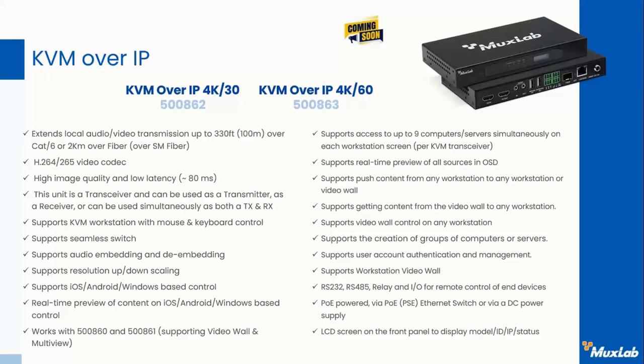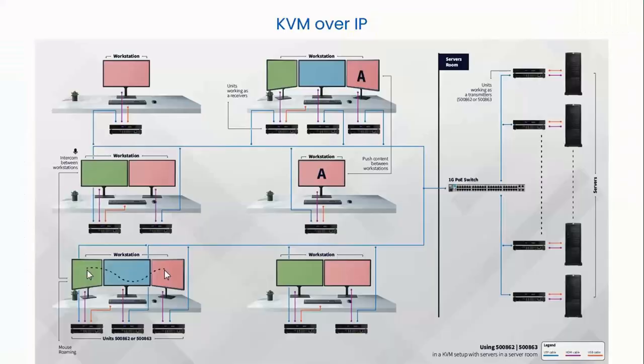I'm going to move over to some slides, some images, to better explain how this product works. It's a very flexible product. It does a lot of different things, and it's very capable. In terms of KVM, because it's a transceiver, you've got the ability to connect a server to the transmitter portion of the product, and the receiver can connect to the workstations themselves. So your keyboard, your mouse, and your monitors would be connected to the receiver portion of the switch, and the server to the transmitter portion.